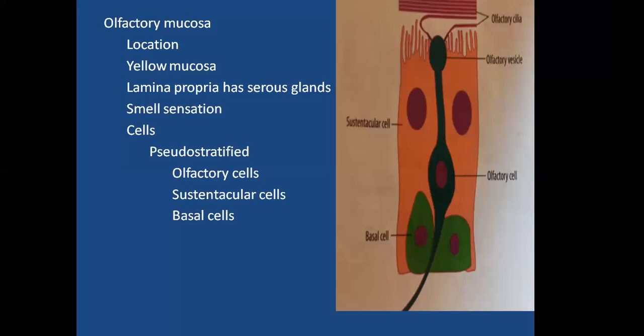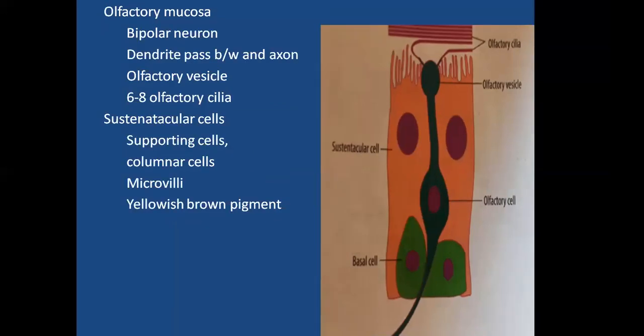They consist of cells, and first of all, the epithelium is pseudostratified columnar epithelium, which is ciliated. Now this epithelium consists of three important cells, and these are olfactory cells, sustentacular cells, and the basal cells. This pseudostratified columnar epithelium consists of three important cells: olfactory cells, sustentacular cells, and the basal cells.